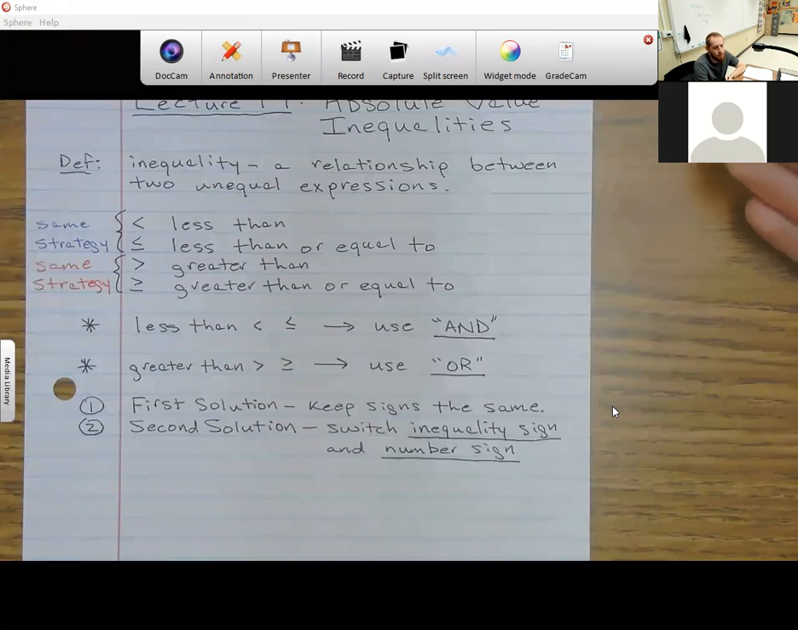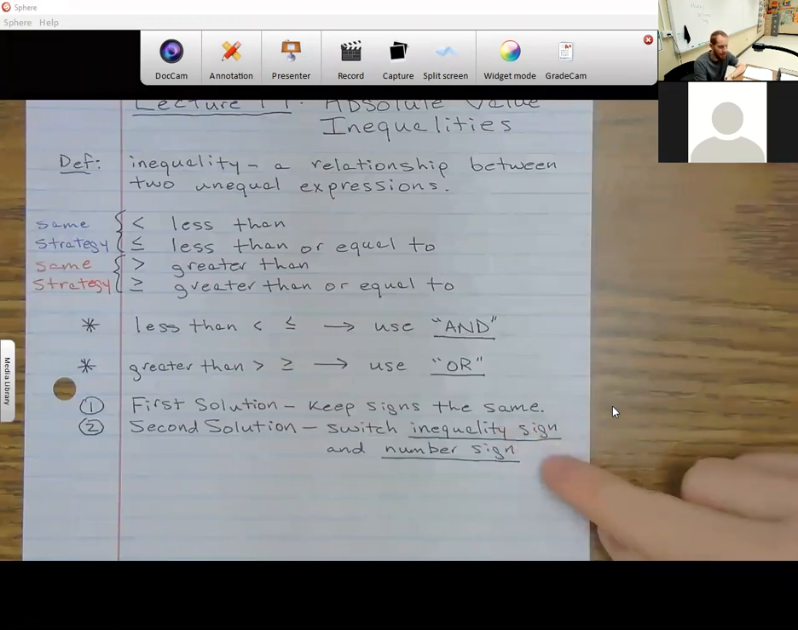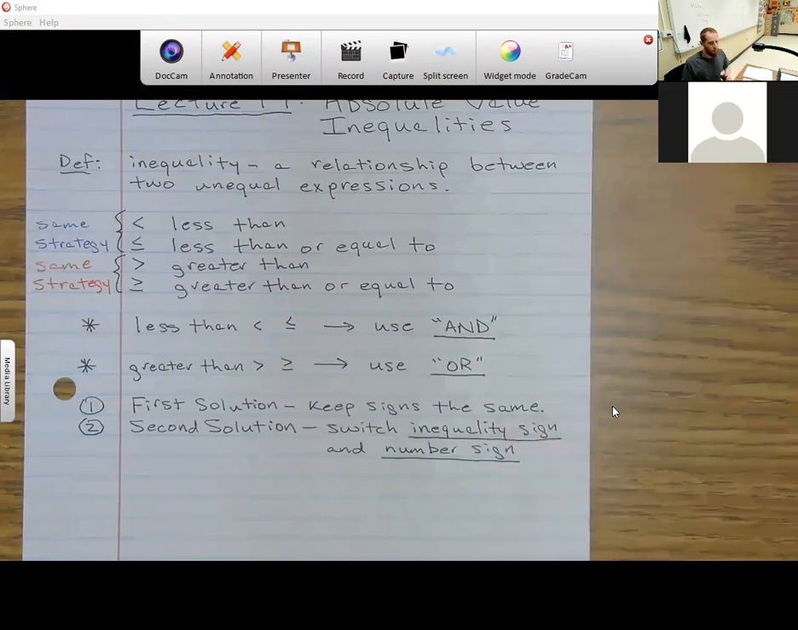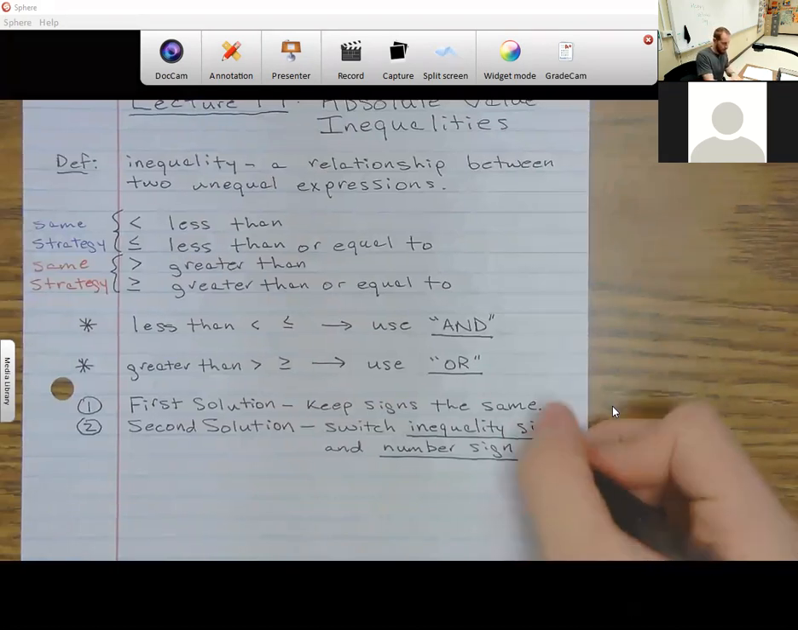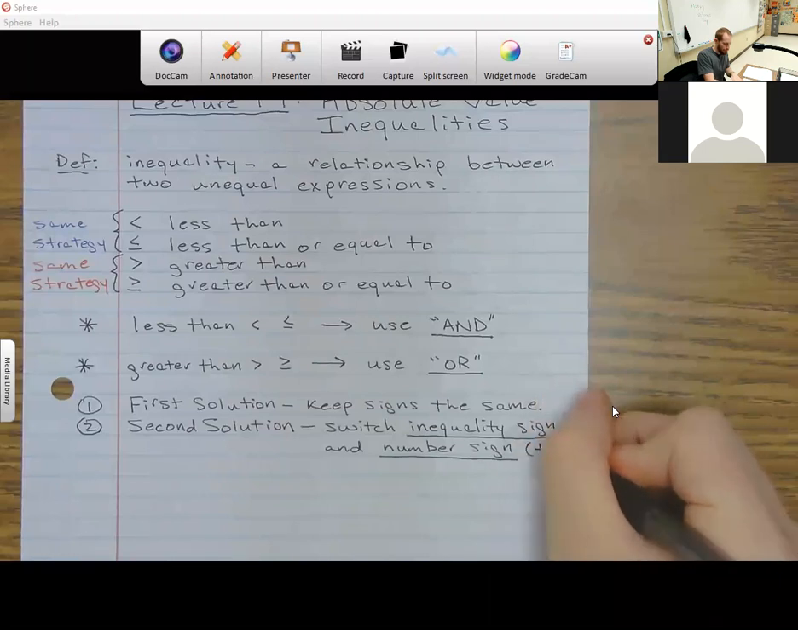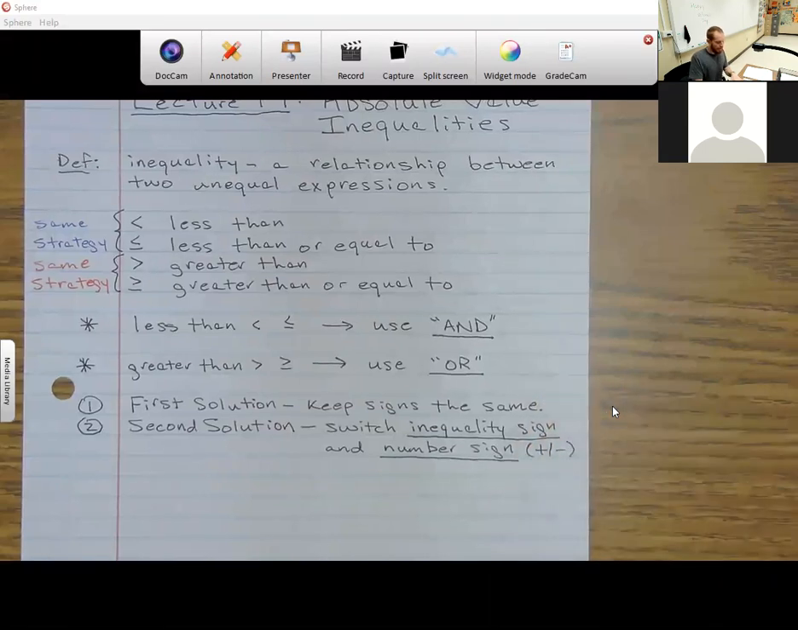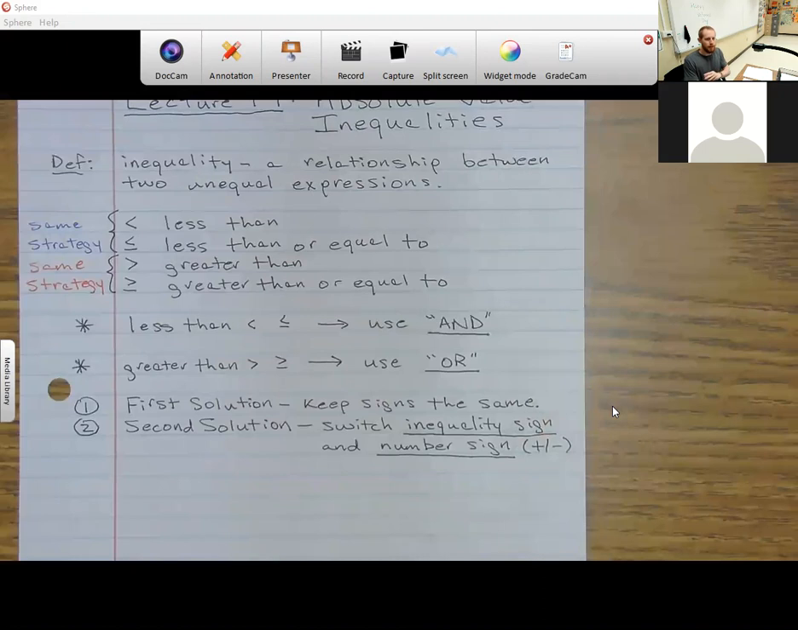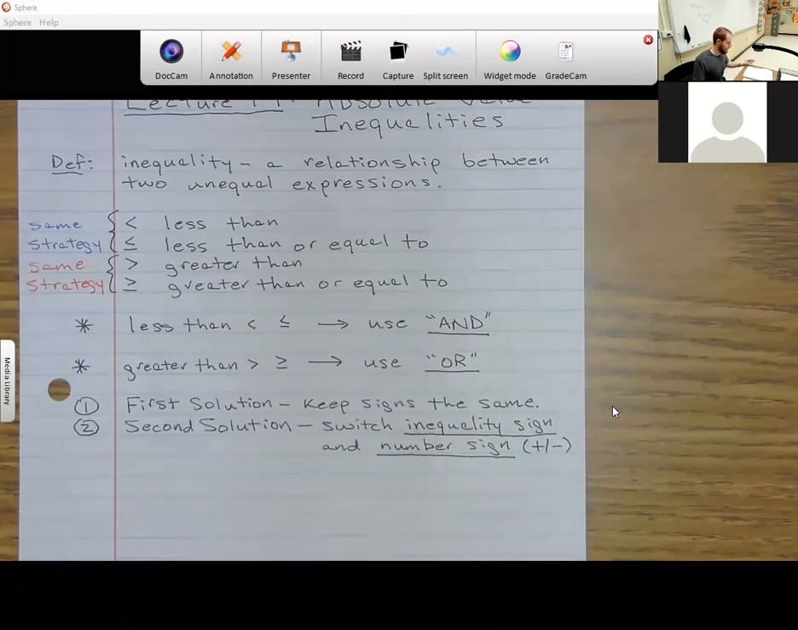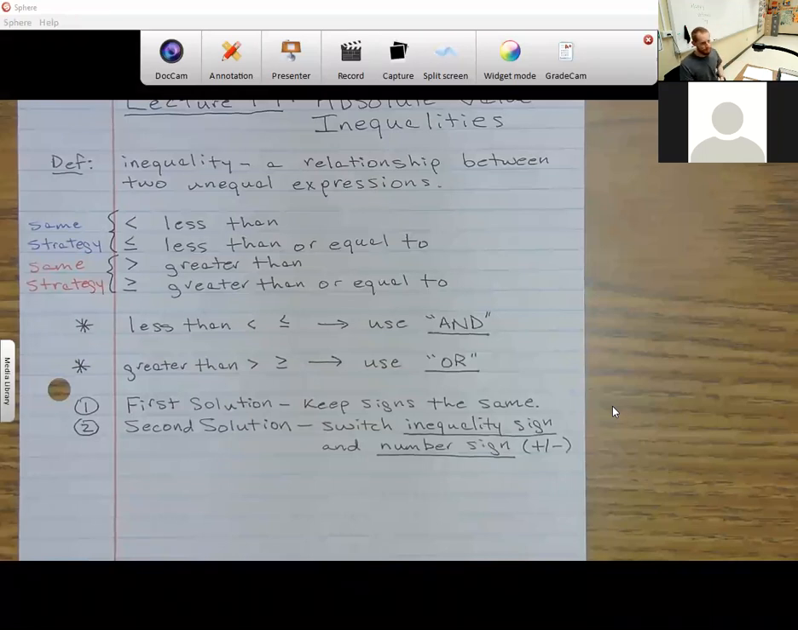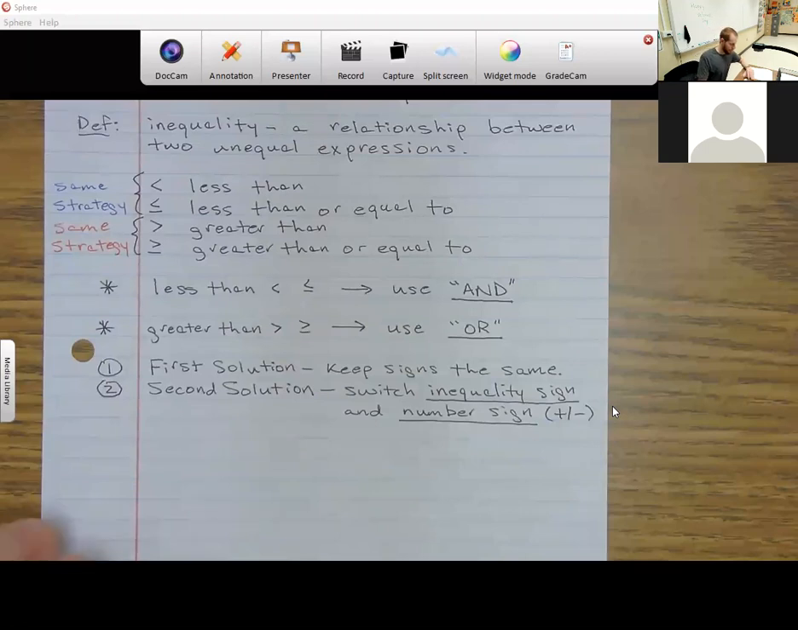But you also have to switch the number sign, right? The number sign. So when I say number sign, I really just mean positives and negatives. So if I give you a positive, you're going to switch it to being a negative. And if it's a negative, you switch it back to being a positive. So it's like you're switching two different things, and you got to remember that. Okay? So let's see how that works in action. Let's do an example.